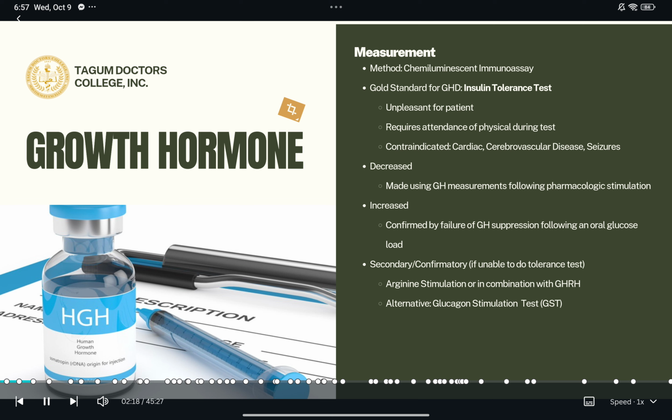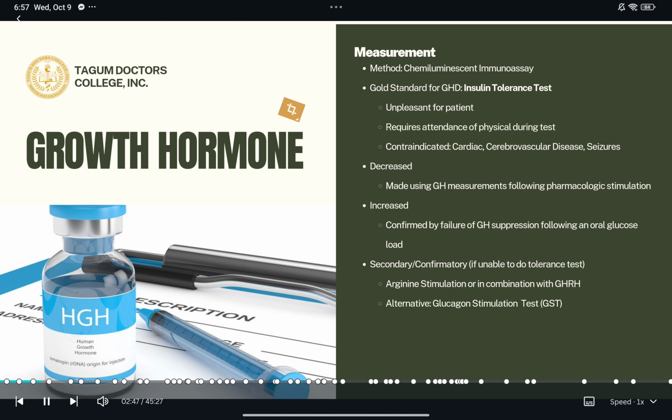For the measurement of growth hormone, the method is chemiluminescent immunoassay, but the gold standard measurement for growth hormone deficiency would be the insulin tolerance test. However, the insulin tolerance test is considered unpleasant for patients, requires attendance of a physician during tests, and is contraindicated for cardiac and cerebrovascular disease, and seizures.